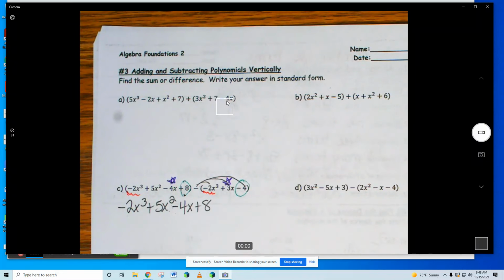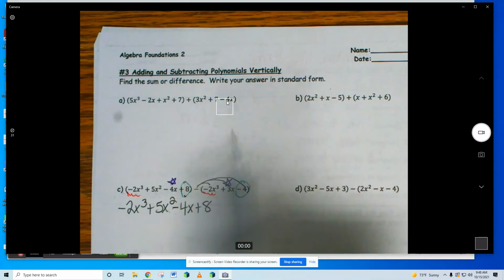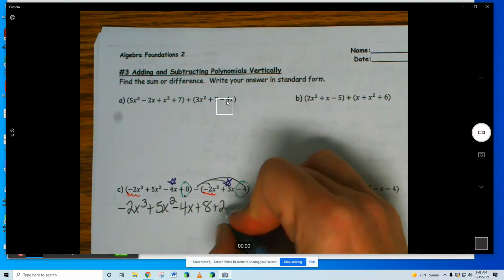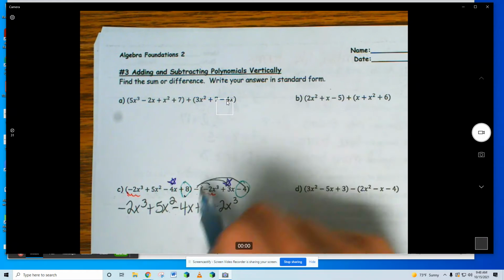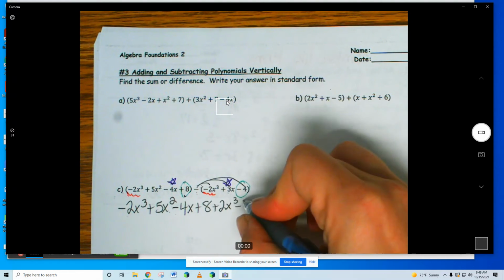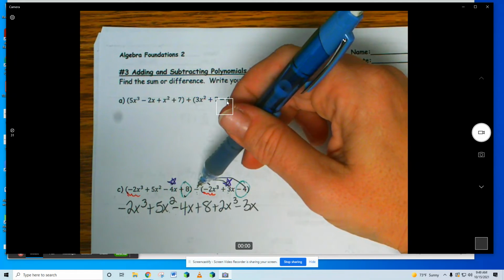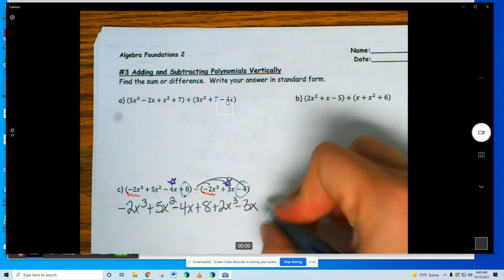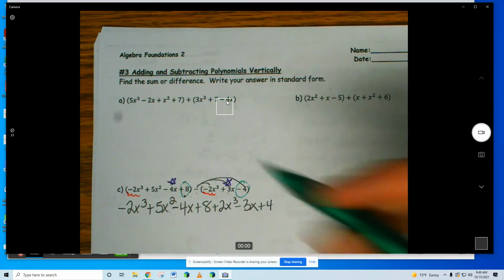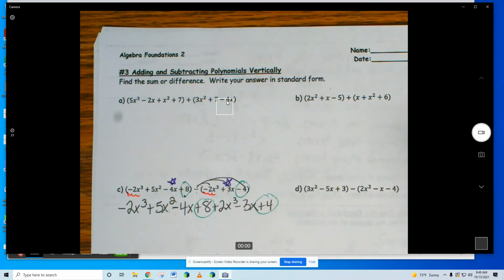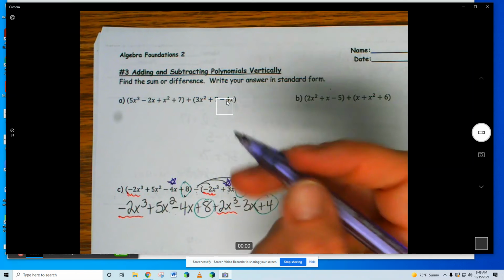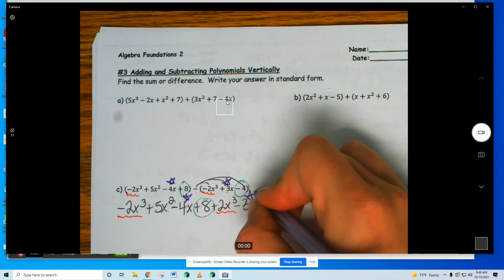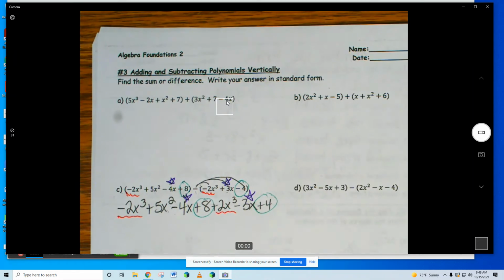Let's be careful. What's negative times negative 2x? Positive 2x cubed. What's a negative sign times 3x? Negative 3x. What's a negative sign times negative 4? Positive 4. And it looks like I circled things a bit too soon, because now I need to go back. Now everything has a match. Everything has somebody to be with, or whatever it's called.